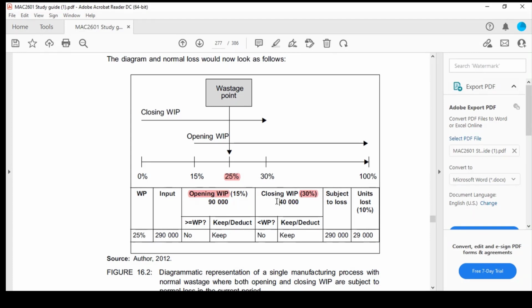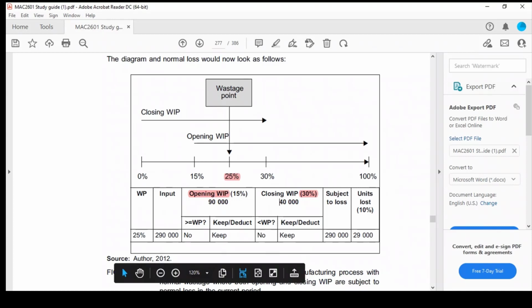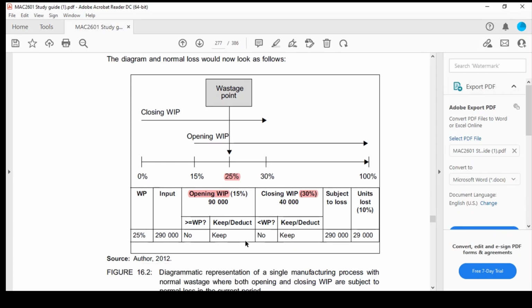Okay. There was some student who explained it nicely. Is it Magdalene? As to with the opening WIP, right? I'm just trying to see what better way to explain it so that you understand.